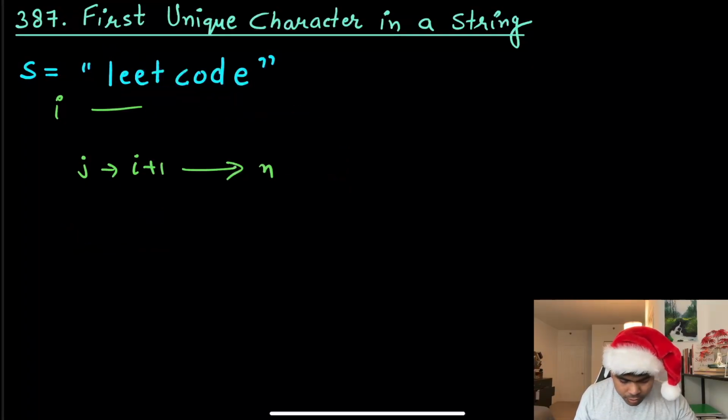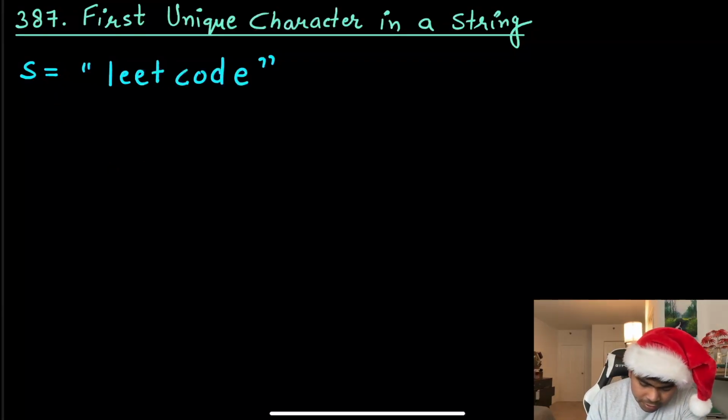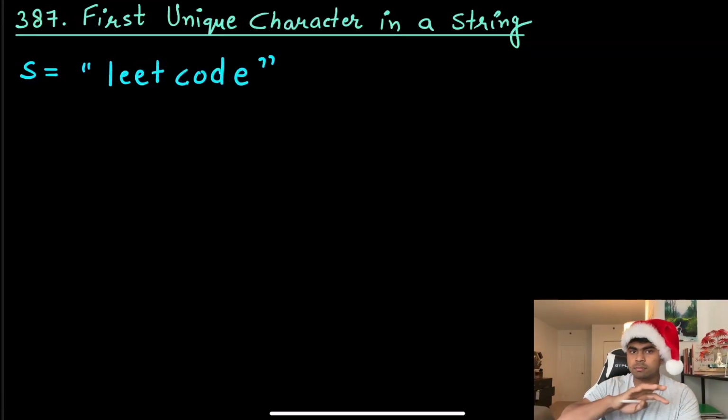If you want to know the time complexity of the brute force approach, that will be of course big O of n squared, because you are using two for loops. For each character, you are searching the entire string again, and if you don't find it, that's when you return your answer.